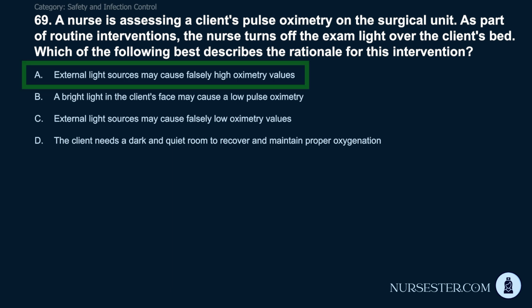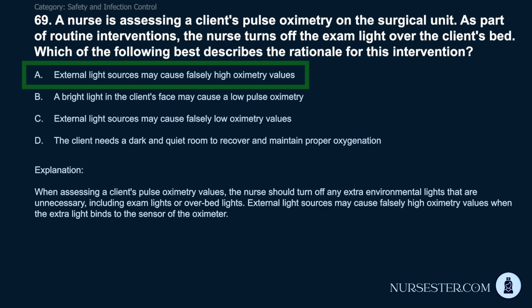Correct answer, A. External light sources may cause falsely high oximetry values. When assessing a client's pulse oximetry values, the nurse should turn off any extra environmental lights that are unnecessary, including exam lights or overbed lights. External light sources may cause falsely high oximetry values when the extra light binds to the sensor of the oximeter.